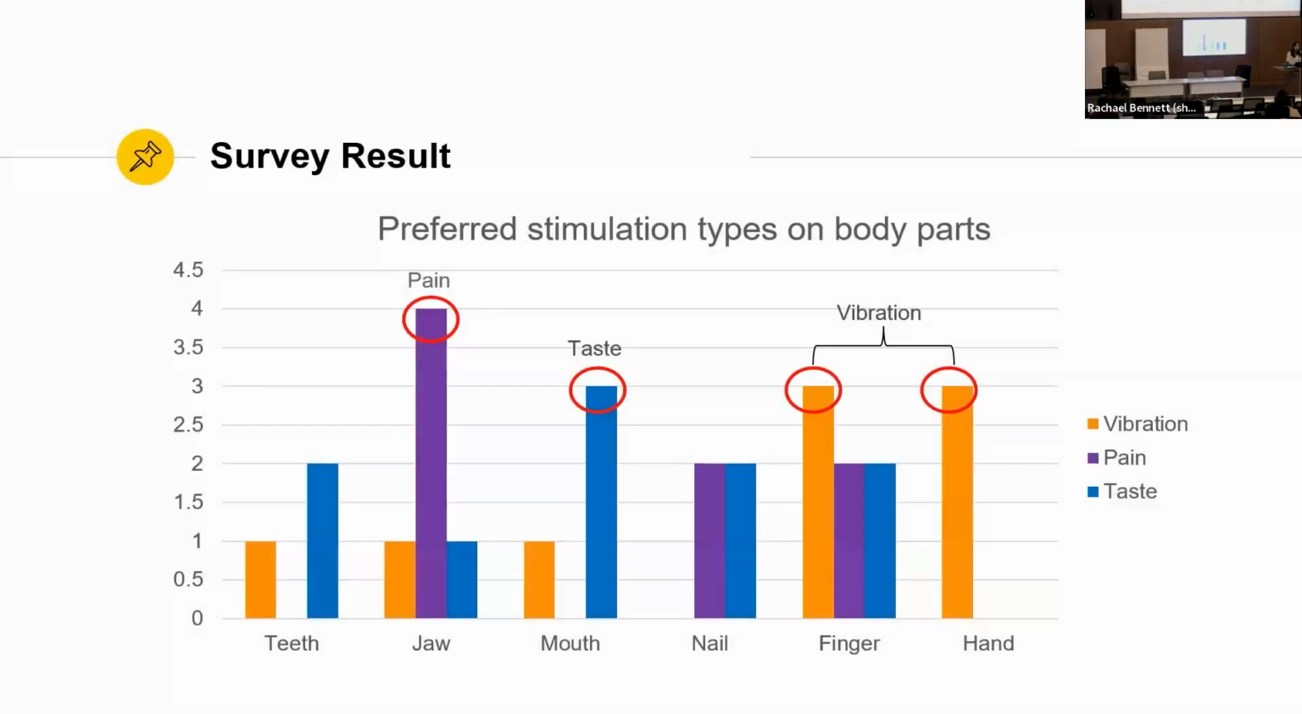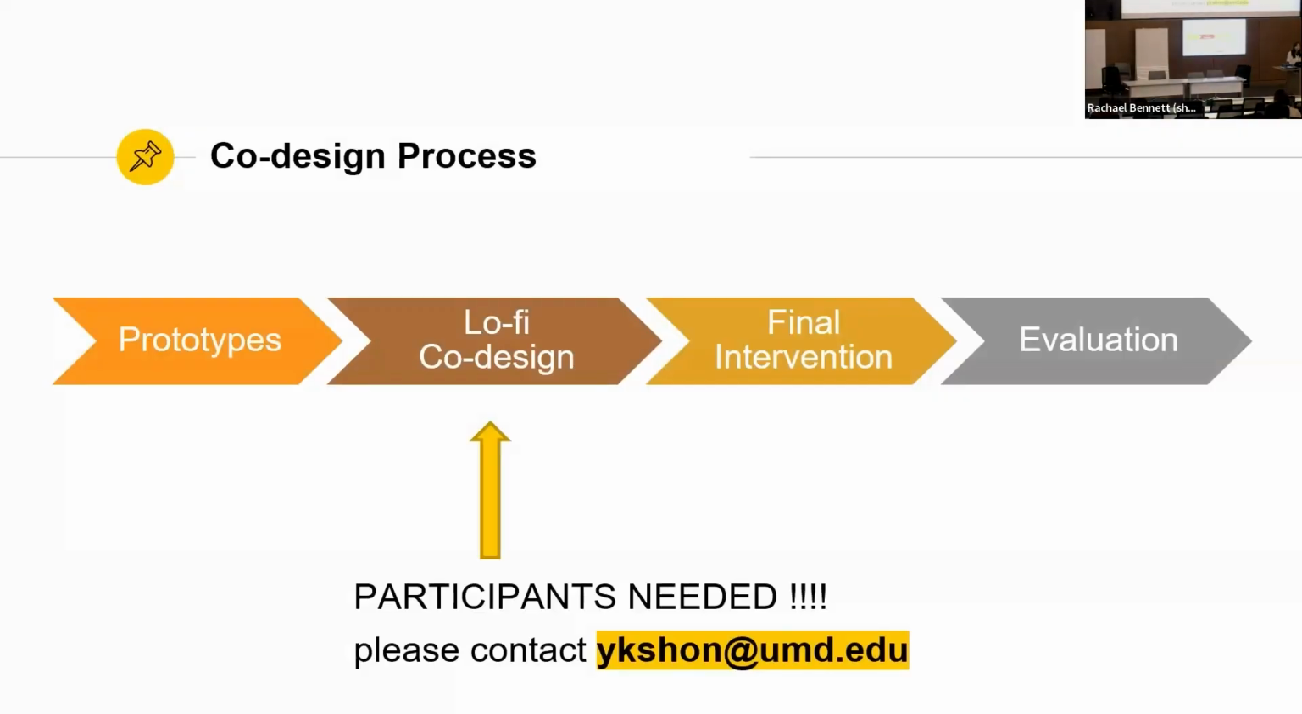And we also asked, what kind of stimulation do you want to feel on each body part? So severe nail biters answered that they want to feel some pain around the jaw area, or some taste in the mouth, or some vibration around the finger and hand area. So based on this survey result, we're now in the stage of creating some prototypes. So we'll do some co-design process by doing some interviews and also obtain some knowledge by meeting the actual severe nail biters. And we will finalize our intervention method and do some evaluation later.